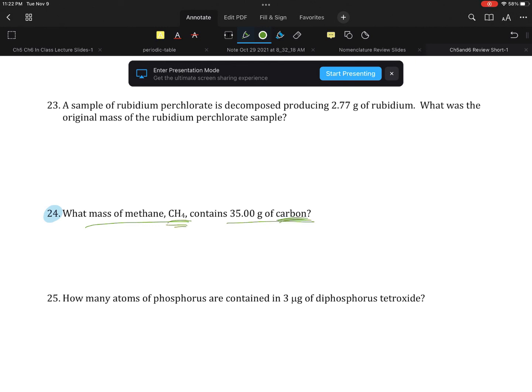Number 24: what mass of methane contains 35 grams of carbon? So 35 grams of carbon is my given. I would like to get to mass of methane. Carbon is part of methane. This is a piece versus whole problem. I'll take my 35 grams of carbon, and then I'll write a mass relationship from carbon to methane, as in there are 12.01 grams of carbon in, or equal to, 16.05 grams of methane. And then we've solved our problem.